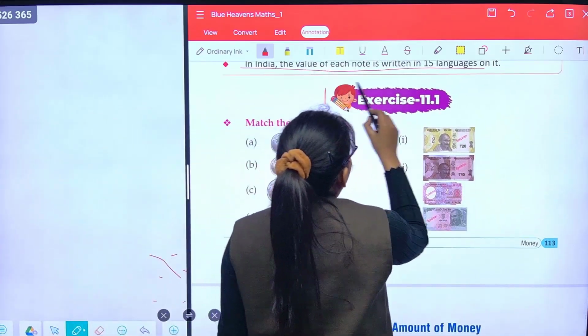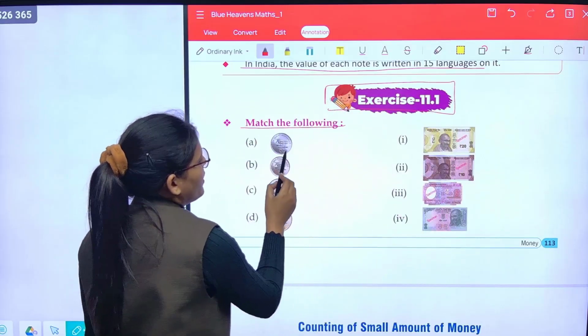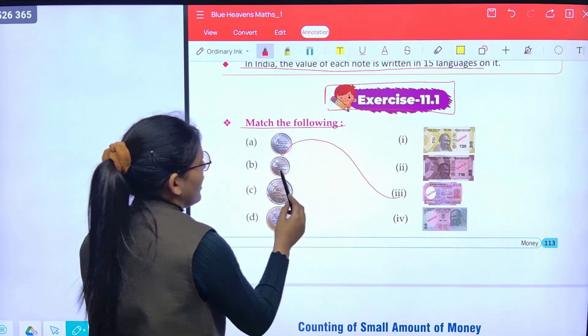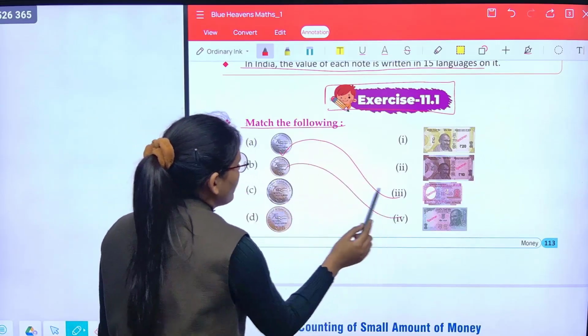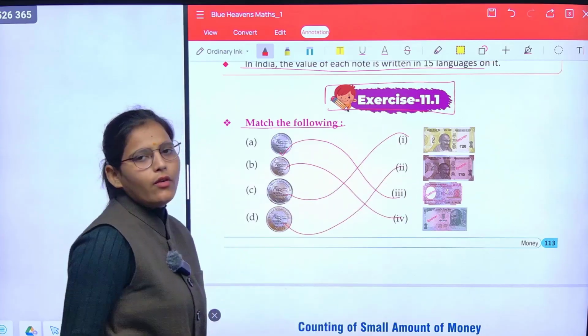Now come on exercise 11.1. Match the following. Class, here is 2 rupee coin and 2 rupee note, 5 rupee coin, 5 rupee note, 20 rupee coin, 20 rupee note and 10 rupee coin, 10 rupee note.